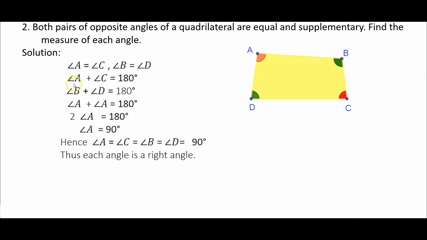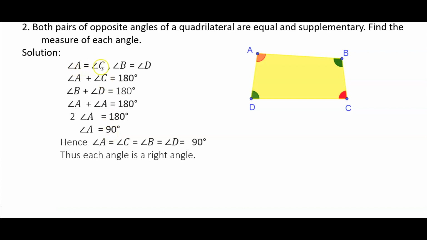Also, angle A plus angle C is given as 180 degrees and angle B plus angle D is given as 180 degrees. So because A and C are equal, in the first equation, I'll remove the C and put the A there because they are mutually equal. So, the equation will change as angle A plus angle A becomes 180 degrees, or in other words, 2 times angle A is 180 degrees and hence angle A becomes 180 by 2, which will be 90 degrees.